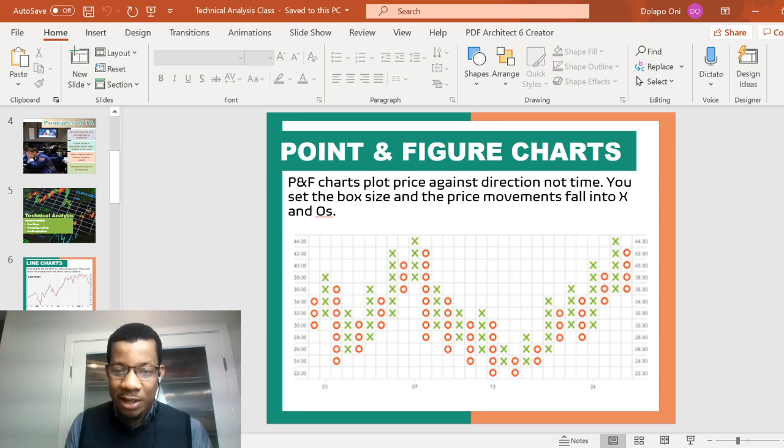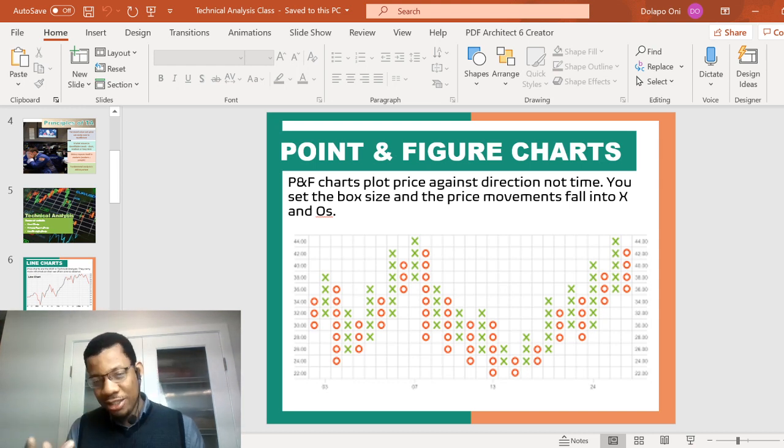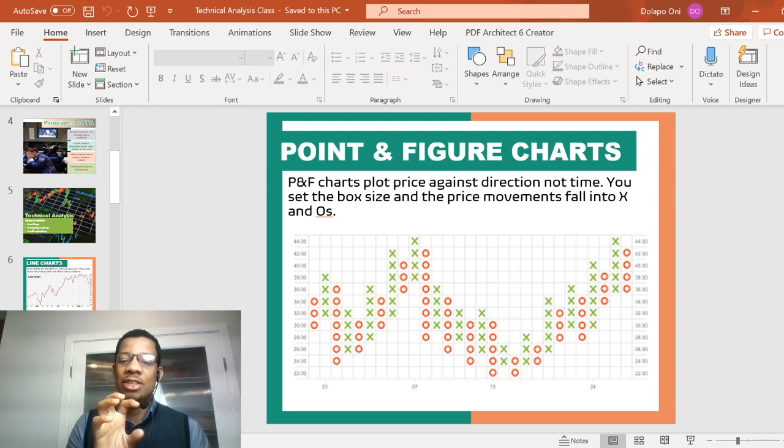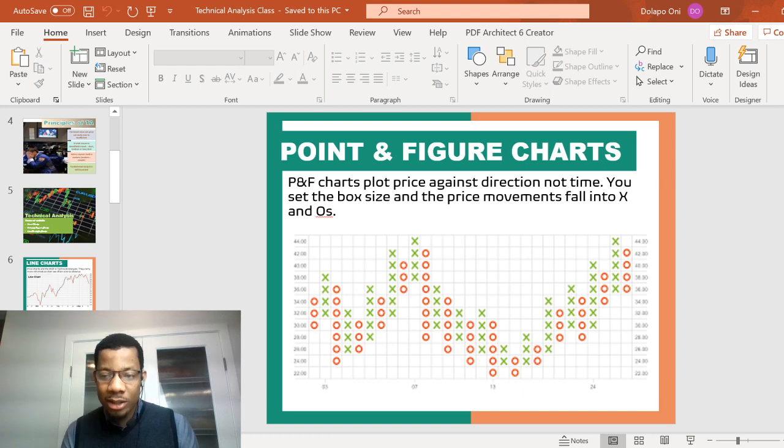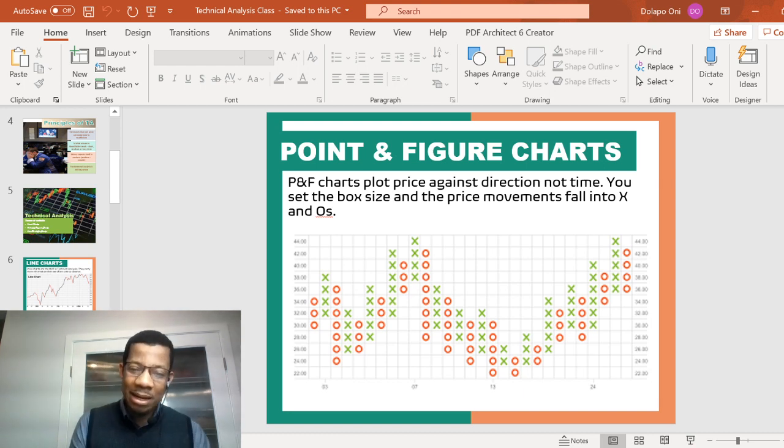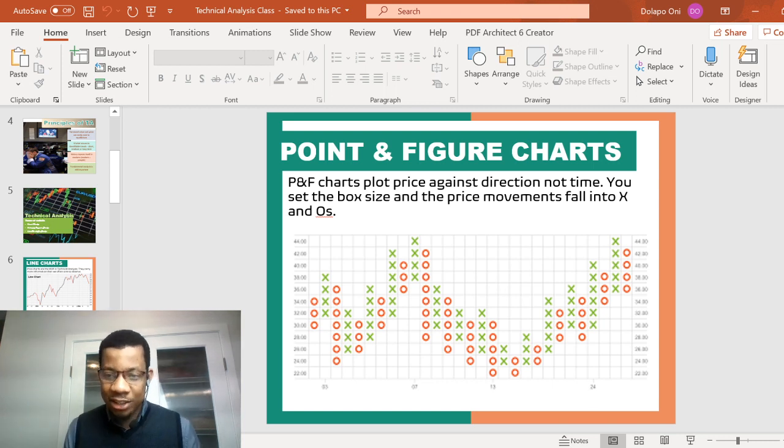Point and figure charts are pretty interesting. Why I say it's interesting, because if you look at the diagram you can see on your screen, they look like one of these games that we used to play, X and O's. For those who used to play that game, very interesting game. All you want to do is get your X's and your O's in a line, and then you've won the game. But what this chart actually does is that it doesn't plot price against time. No, this chart only plots price against the direction.